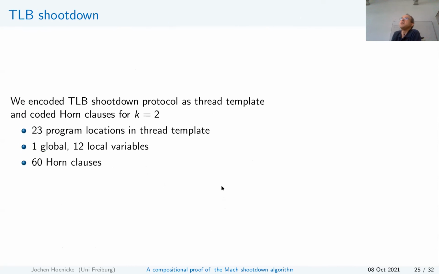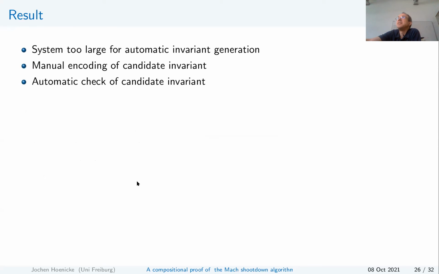And this way we encoded the whole shootdown protocol. We have 23 program locations. We did it for k equals 2. 1 global variable, 12 local variables, a lot of Horn clauses, 60 in total. And then we fed it into a Horn clause solver. And it doesn't work. So the system is too large for automatic invariant generation.